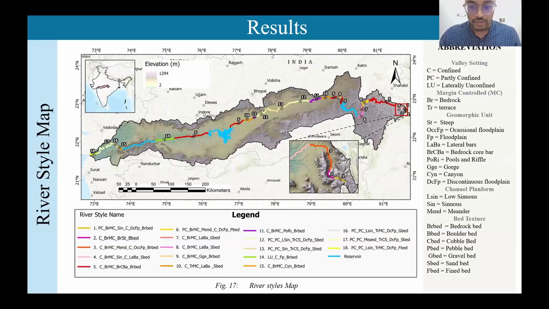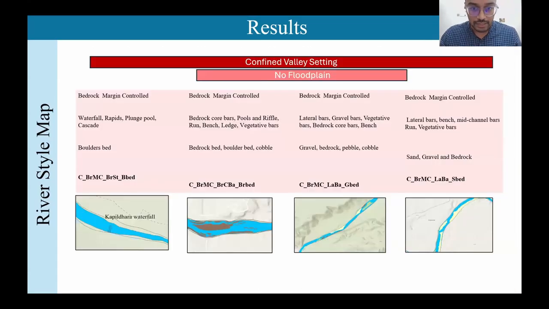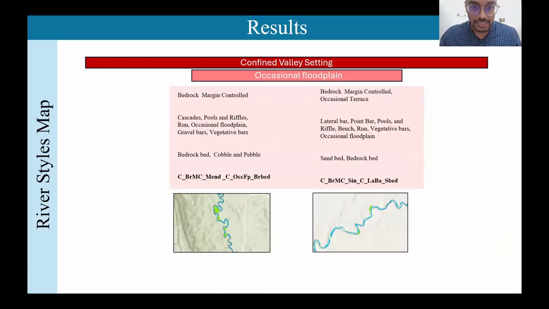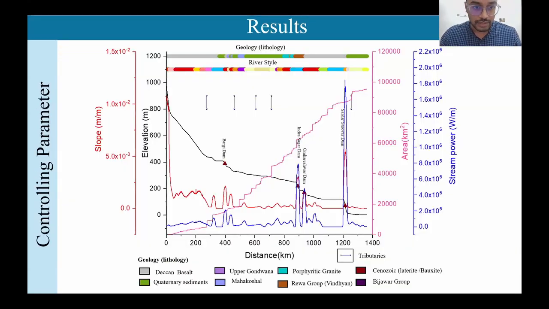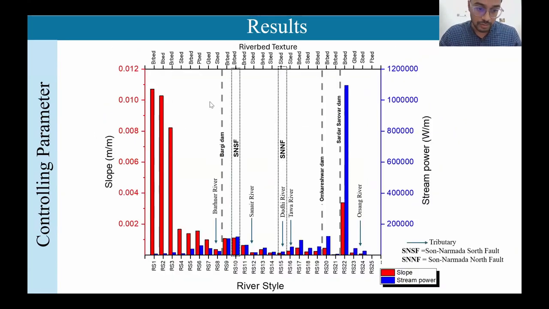So these are the 18 river styles which I have made, and these are some of the details of the river styles. If I talk about the controlling parameters, I have put in all the major parameters which I measured in the field, as well as some secondary data. Using this, I have also compared all the river styles with the different parameters and all the structural variability or the tributary variability along the river.